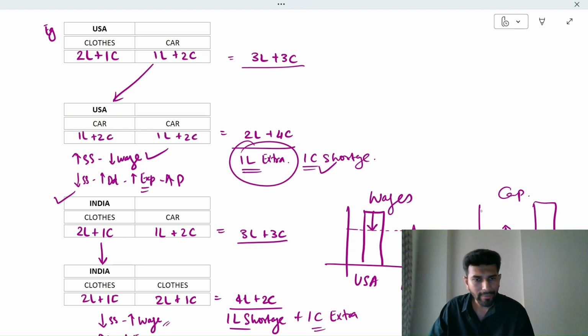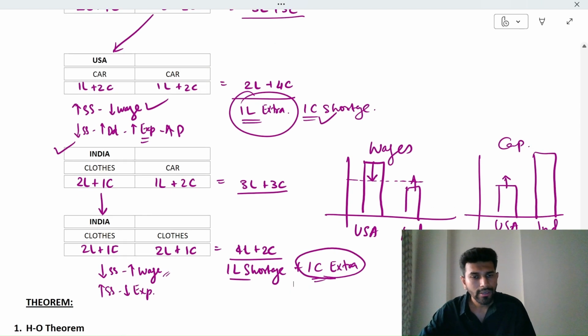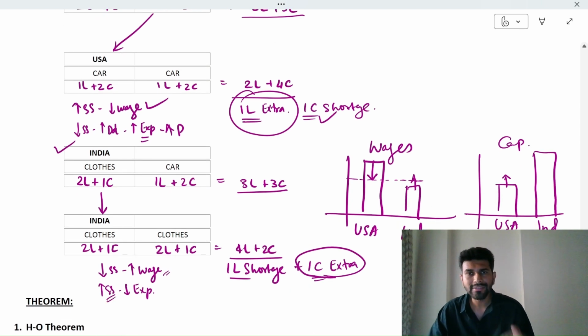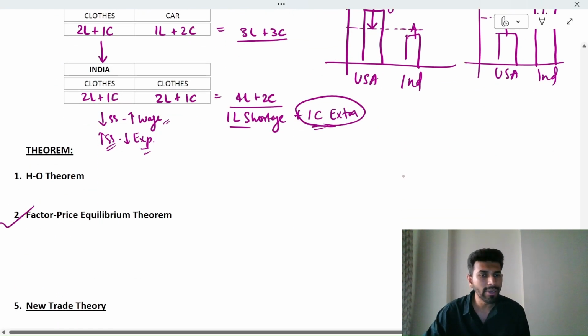And in case of India, due to extra availability of capital, that is an increase in supply, it will be available at a cheaper rate. So in India, the capital will be available at a cheaper rate. The rate of capital will come down. So it will be less expensive. So this will also be in equilibrium. This is how the central economic problem of every country can be solved. This is called the factor price equilibrium theorem.